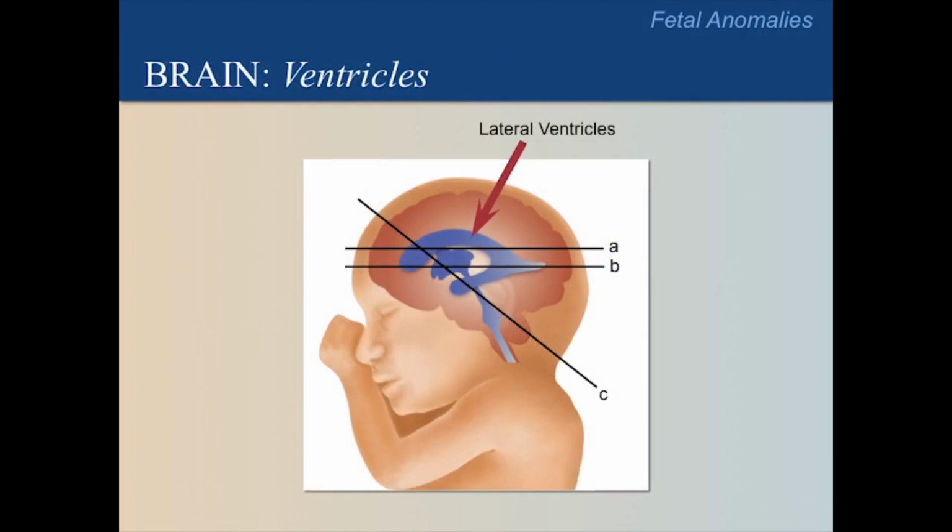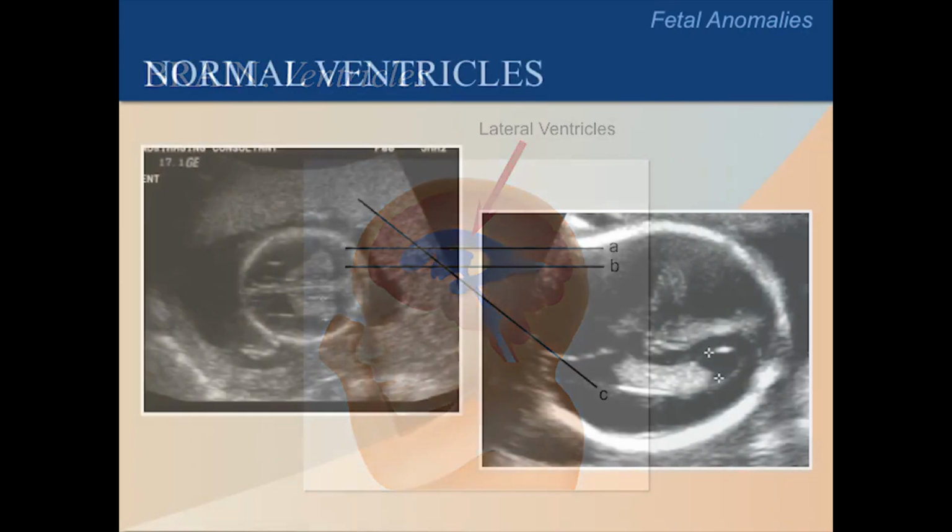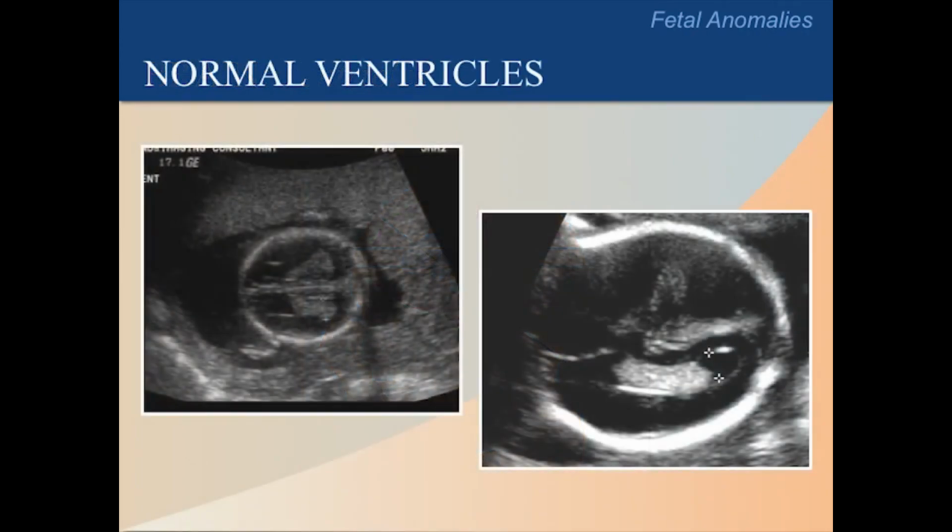Recall that we identified the lateral ventricles in a prior lecture because they are important markers for us to get a proper scan to measure biparietal diameter for fetal dating. The lateral ventricles are best seen at level A. Here are two images of normal ventricles.